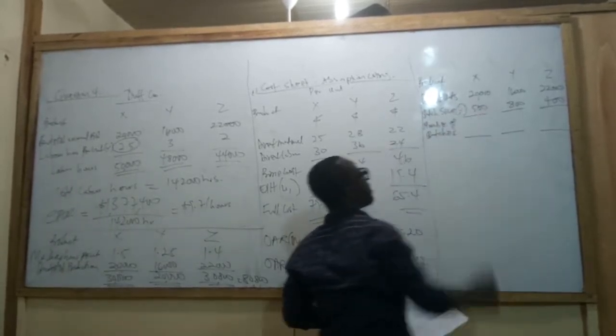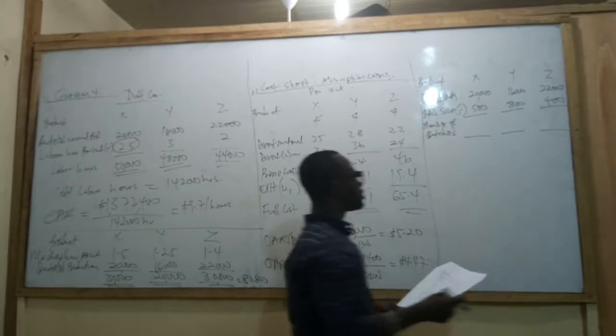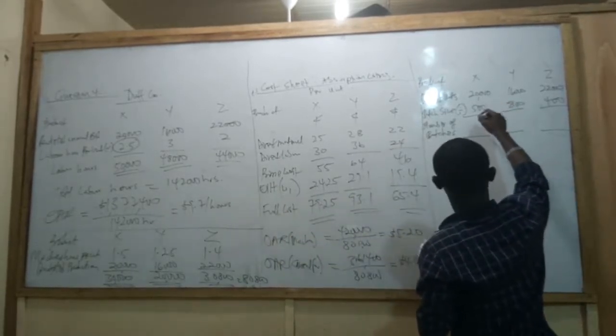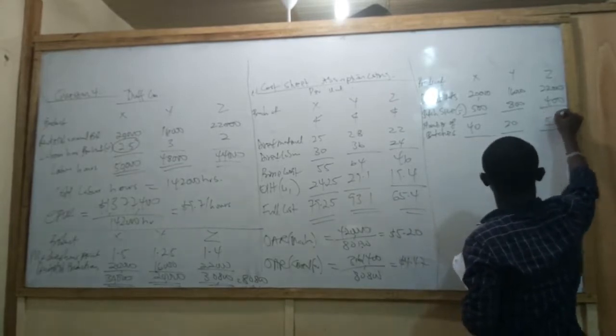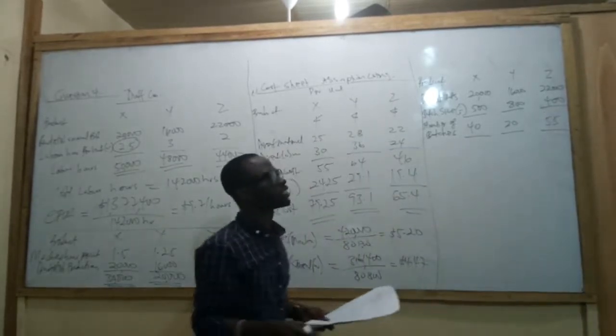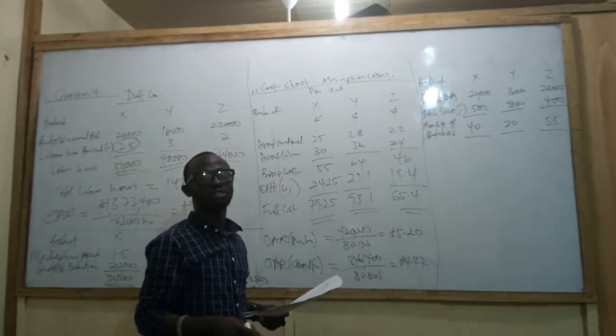So when we divide, what do we have? 40, 20, 55. So this is the number of batches. Sounds good?